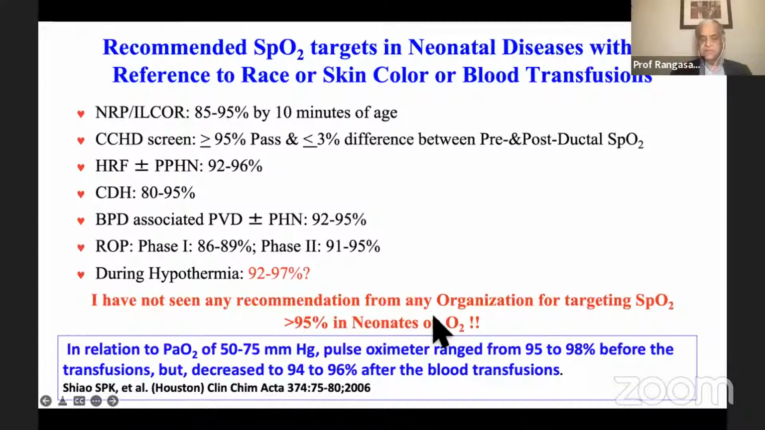on supplemental oxygen. There's another paper published in 2006 by Xiao et al. In relation to PaO2 of 50 to 75 millimeters of mercury, pulse oximeter saturation ranged from 95 to 98 before their blood transfusion, but decreased to 94 to 96 after the blood transfusion. So if the baby still has fetal hemoglobin, you may accept that saturation may be reading 95 to 98.